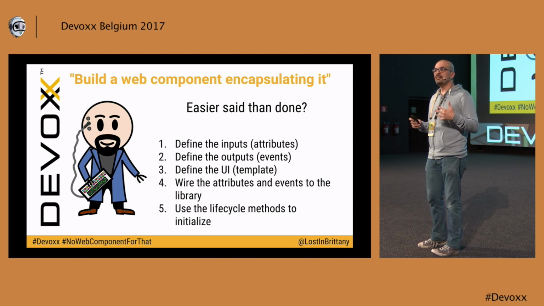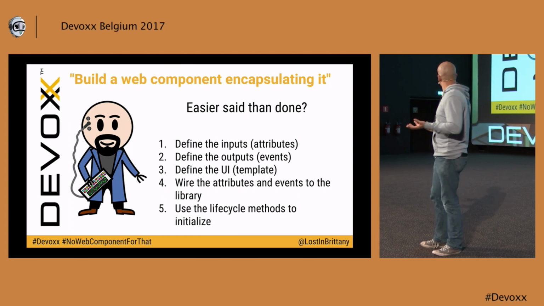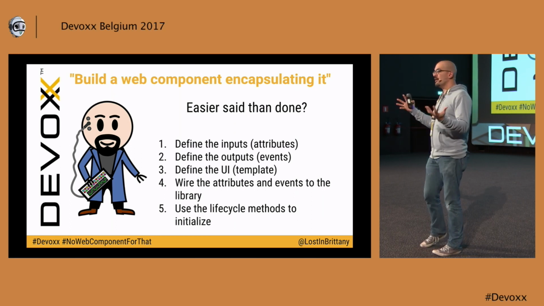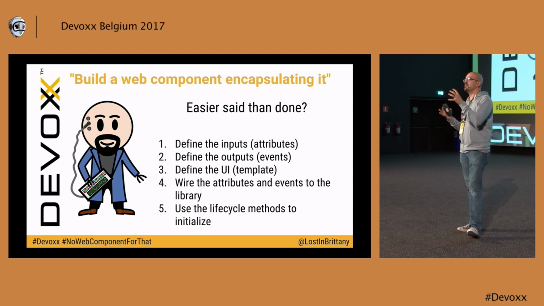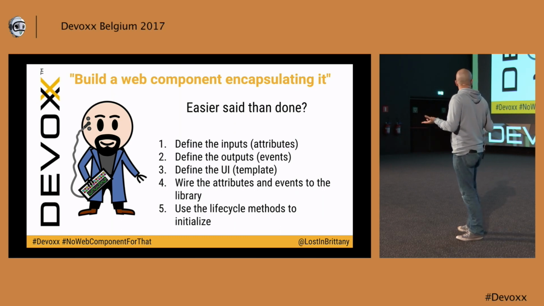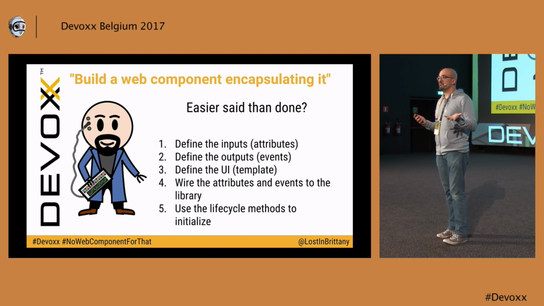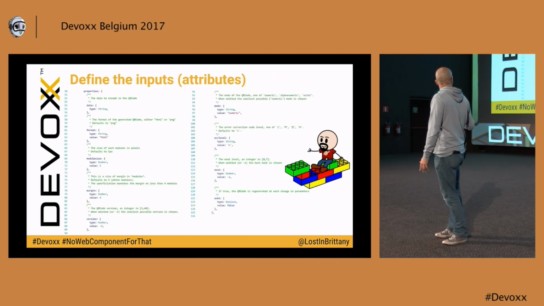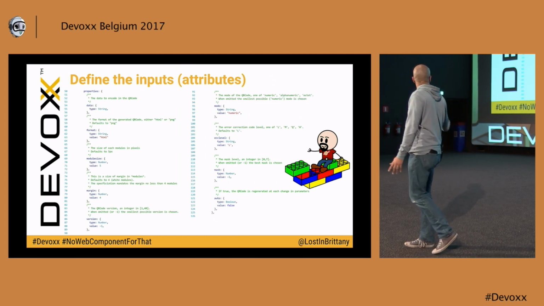I define what I need on the UI side, a template, and then I wire everything in order to link the attributes to the way the library expects the information to arrive. And then you can simply initialize things if you need it and use your element. Don't try to read the code. It's for the QR code generator.